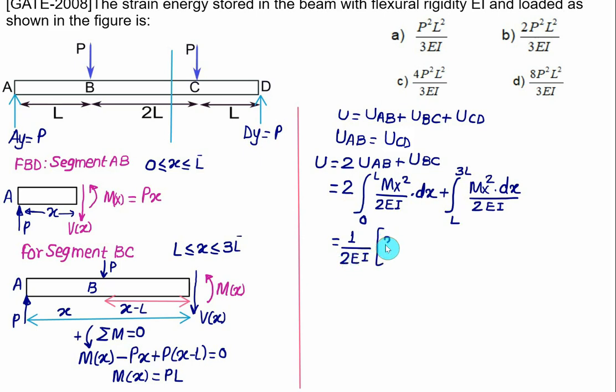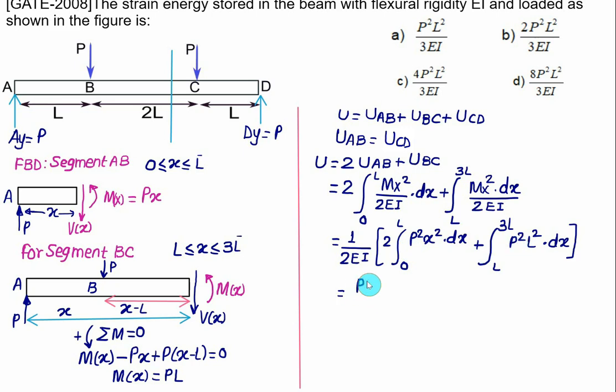We have the integral of Mx squared, and Mx equals Px. So we have P squared x squared dx, with limit from 0 to L, plus Mx squared will be equal to P squared L squared. So we have the integral from L to 3L of P squared L squared dx, and the bracket closed. P squared here and here can be taken common again.